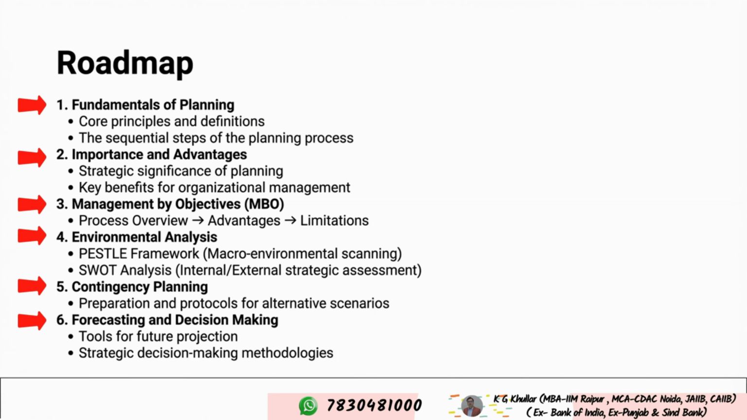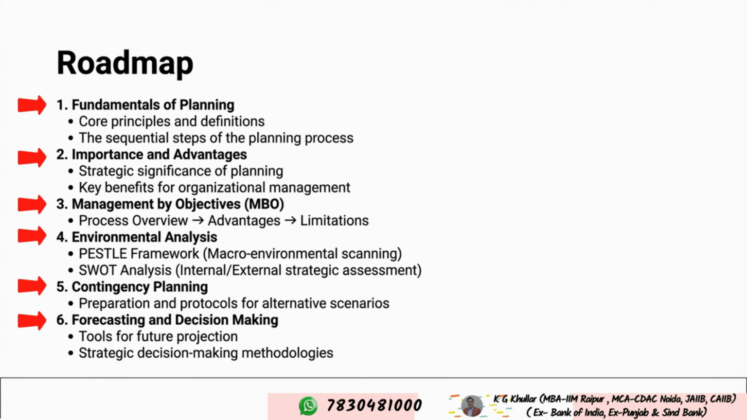So here is what we will cover step by step. First, we will cover the fundamentals and steps of planning. Second, the importance and advantages of planning. Third, management by objectives, including its process, advantages, and limitations. Fourth, environmental analysis covering PESTEL and SWOT. Fifth, contingency planning. And sixth, forecasting and decision making. Friends, please note some additional subsections in the chapter contain detailed checklists and minor notes. We will acknowledge those but will not go into every detail which are not that important for your examination.